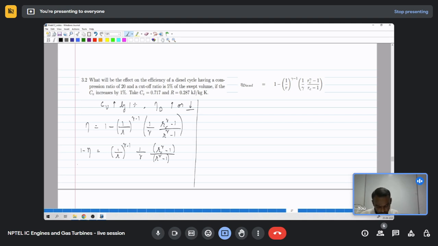Now if we take ln on both sides, we will have ln of 1 minus eta is equal to minus gamma minus 1 into ln of r, minus ln of gamma, plus ln of rc power gamma minus 1, minus ln of rc minus 1.